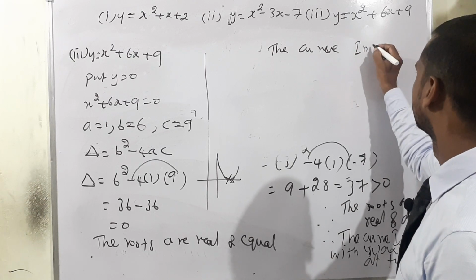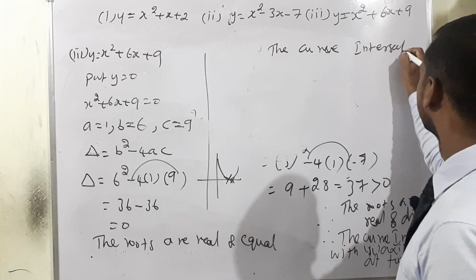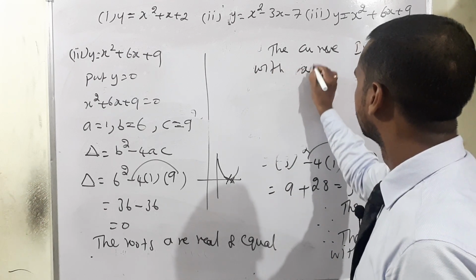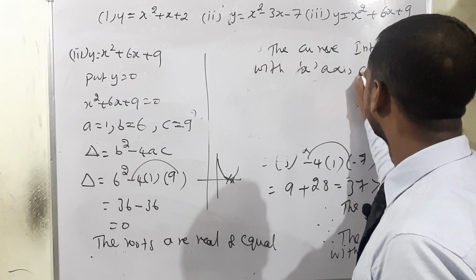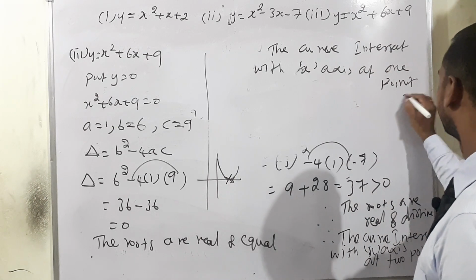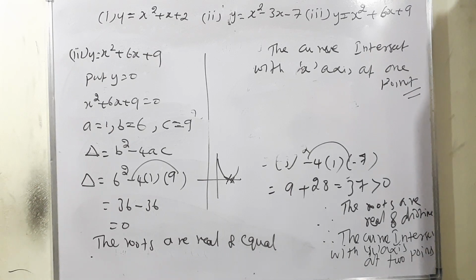Therefore, the roots are equal means the curve intersects the x-axis at one point. Okay, I will continue the next question.